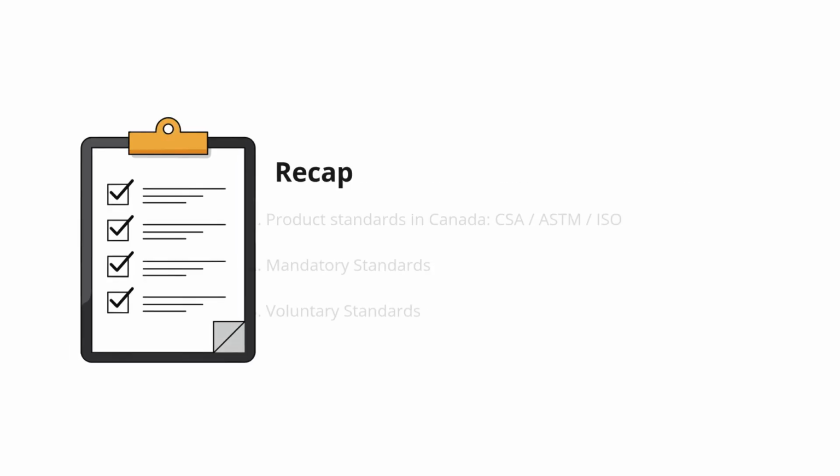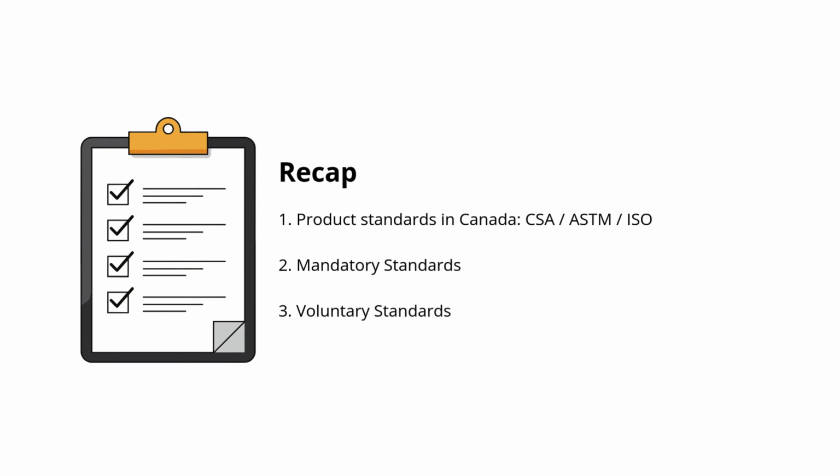So, where does this leave us? When it comes to product standards in Canada, there's more than Canadian standards. There's CSA standards and other standards developed in Canada, but some regulations also reference US standards, primarily ASTM, and in some cases also international standards like ISO standards.